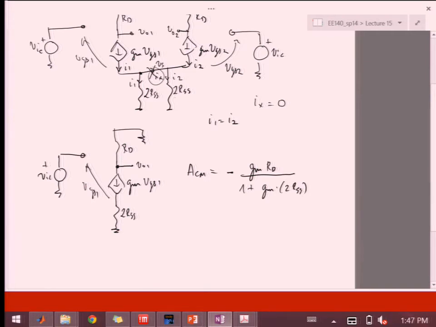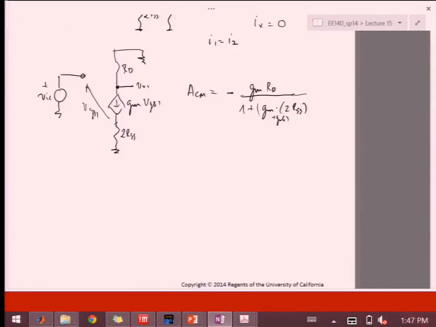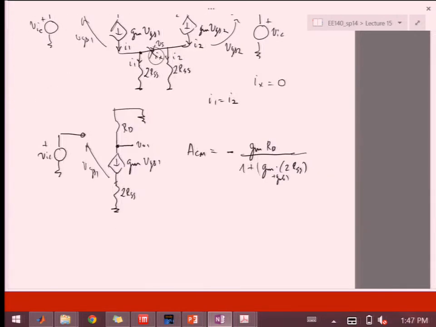Right. Now, if I really wanted to include body effect and stuff like that, I could say, okay, well, this is plus GMB and so on. Because this source is not really at ground, right? I could do that, but for this type of analysis, we don't need to do that right now. But this is the common mode gain.